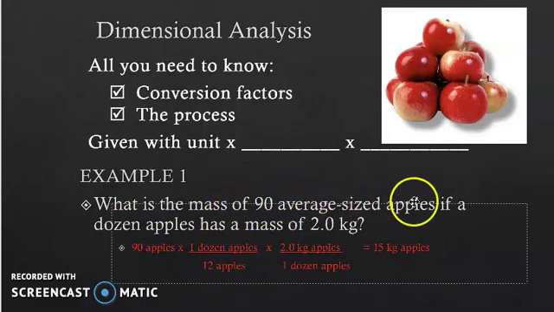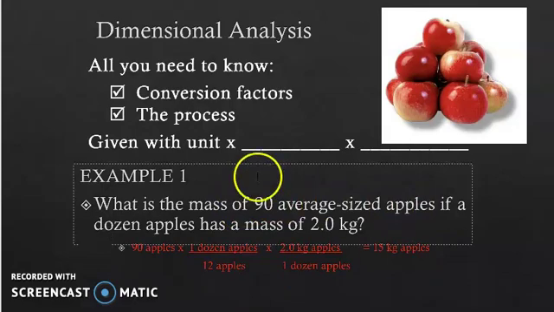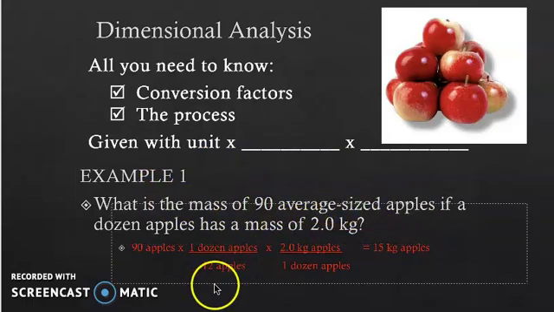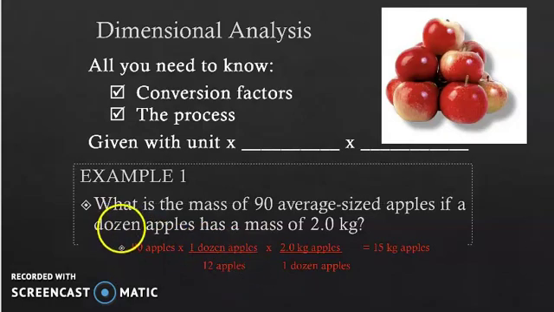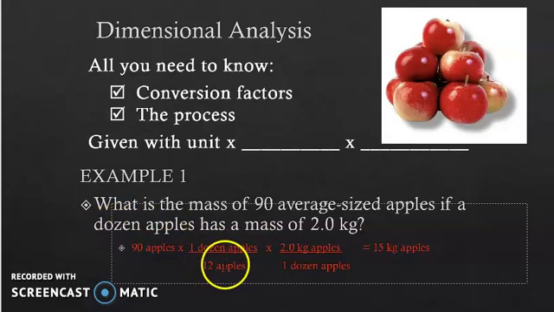I'm going to start with my given, whatever I'm trying to find. So what is the mass? I'm looking for the mass of 90 average size apples. So I start with 90 apples because that's what I'm starting with. So I write 90 apples. I know that 1 dozen is equal to 12 apples. So 1 dozen is equal to 12 apples.